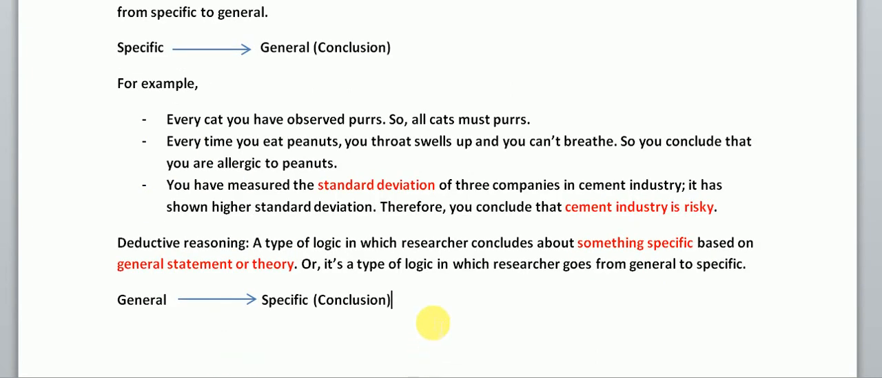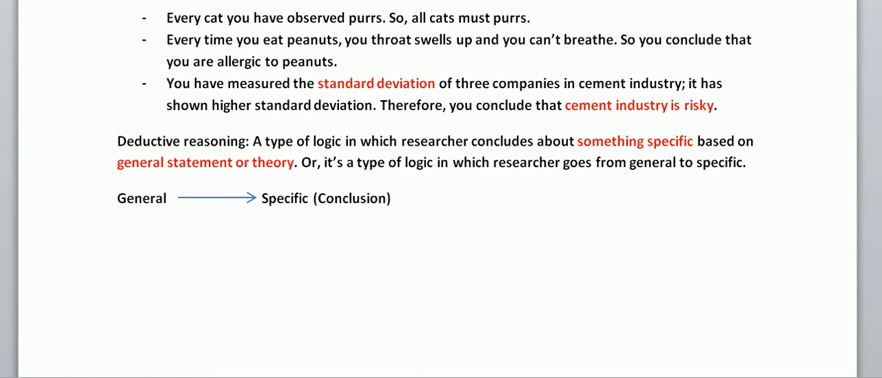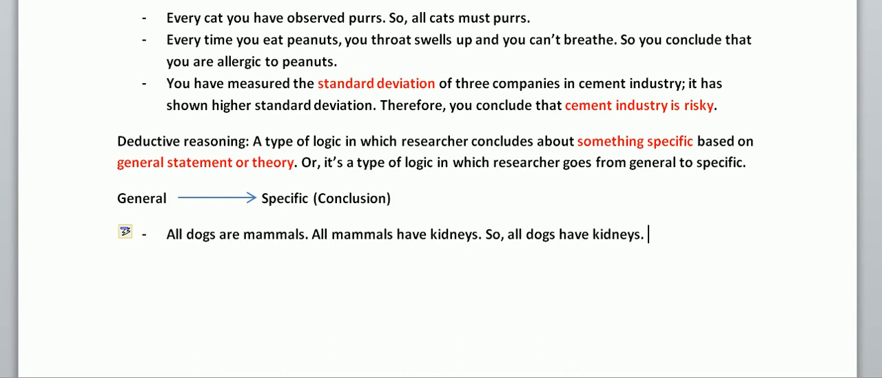Let me explain with an example. For example, you say all dogs are mammals, right? What are mammals? Female animals which feed their young or their babies on milk. They are called mammals. So all dogs are mammals. Then we say all mammals have kidneys. So all dogs have kidneys, and this is our conclusion.